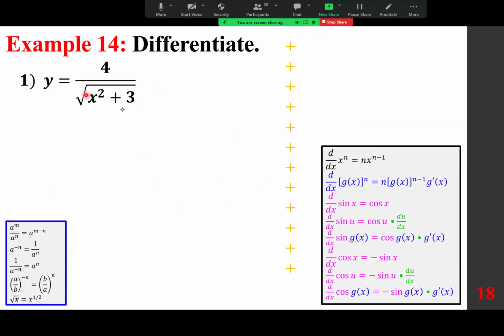y equals 4 over square root of x squared plus 3. We want to differentiate that. You don't have to use the quotient rule. This one is to the power of positive 1/2, bring it up to the power of negative 1/2. So this has got to do with algebraic techniques, everybody.